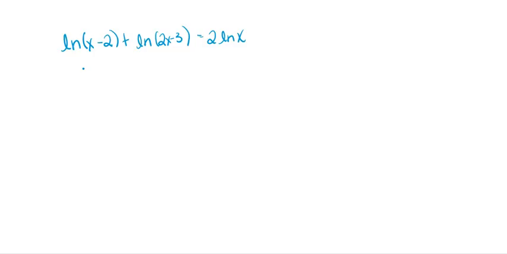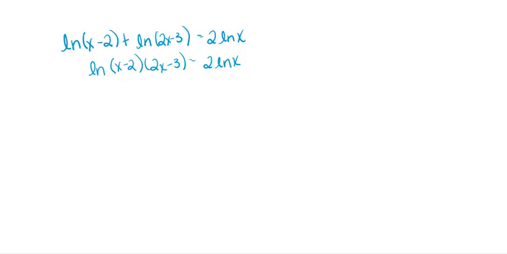So on this example, we can use the properties that we were doing in section 3.3. We can combine our natural log, because I'm taking the log base e of x minus 2 and I'm adding it to log base e of 2x minus 3. This is not in quadratic form, so I can't factor it or anything like that. So I'm just going to go ahead and combine them. So this is the same thing as saying natural log of x minus 2 times 2x minus 3 equals 2 natural log of x.